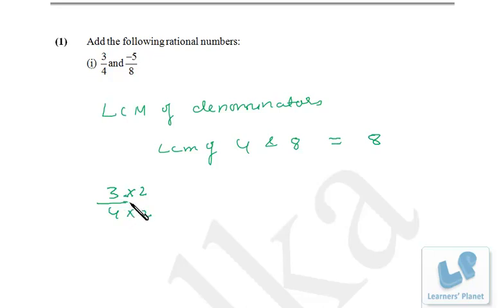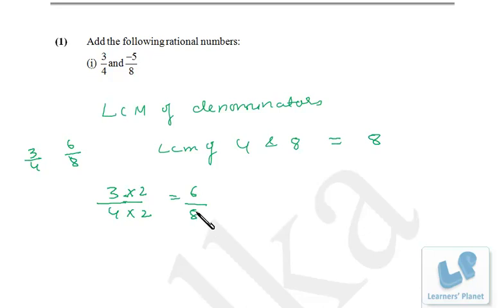So 3 into 2 is 6 and 4 into 2 is 8. Now 3 by 4 and 6 by 8 are like same fractions, right? Same rational numbers, right? We can see this 3 by 4 and 6 by 8. This is also 24 and this is also 24. That is 6 into 4 and here it is 8 into 3. So they are equivalent, or we can say equal fractions or rational numbers, right? So 3 by 4 can be written as 6 by 8.